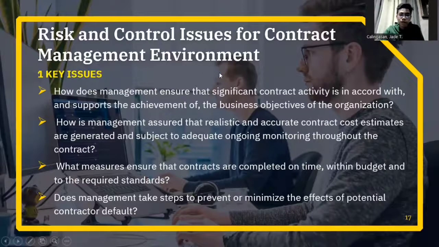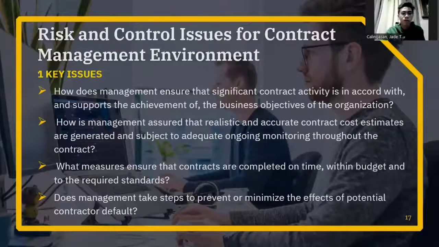How does management ensure that significant contract activity is in accord with and supports the achievement of the business objectives of the organization? How is management assured that realistic and accurate contract cost estimates are generated and subject to adequate ongoing monitoring throughout the contract? What measures ensure that contracts are completed on time, within budget, and to the required standards? Does management take steps to prevent or minimize the effects of potential contractor default?